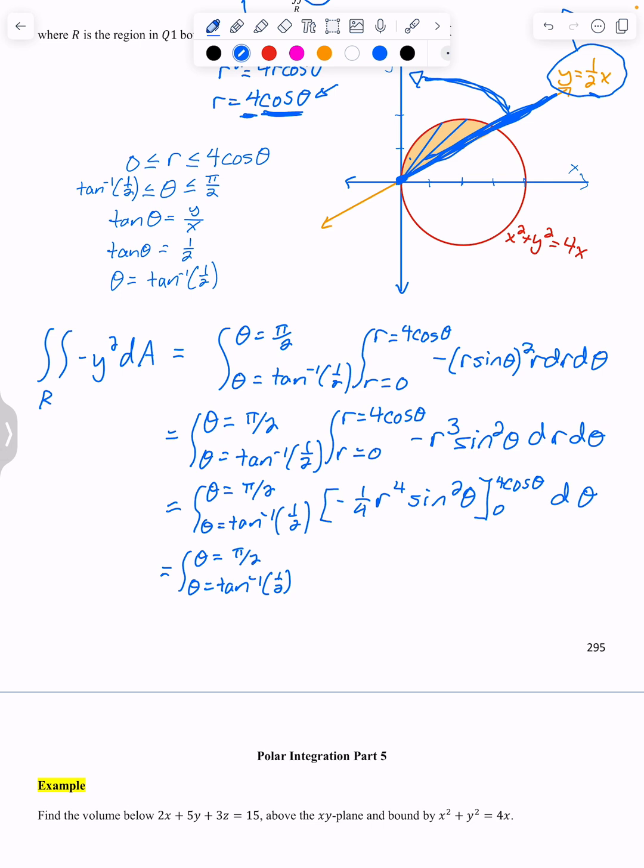Okay, one of those 4s is going to cancel with that 4th, so I'm going to get negative, and it's just going to be 4 to the 3rd, which is 64. So negative 64 cosine to the 4th theta sine squared theta. That square keeps us from doing a u-sub, unfortunately. What I would probably do is change that to 1 minus cosine squared and then distribute and then work from there. But there are multiple ways to do this. This is d theta. I'm going to use a calculator at this point to save some time.